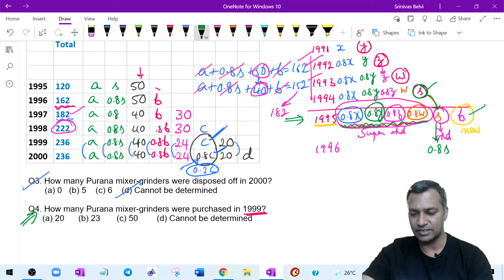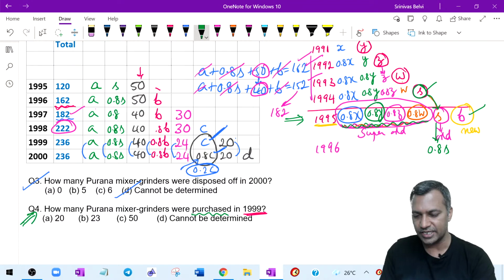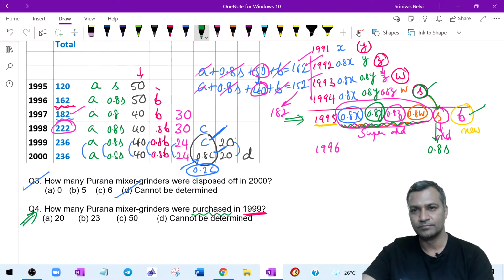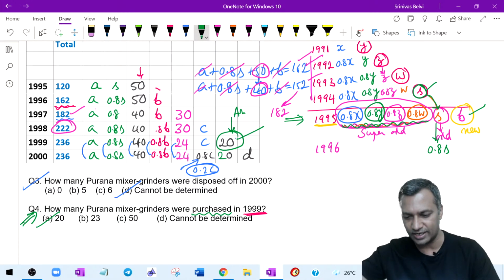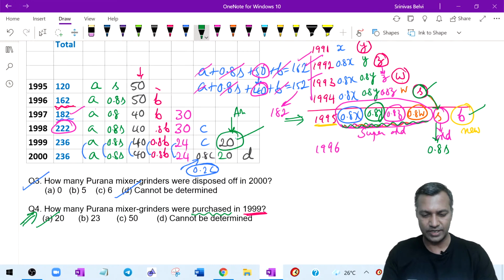How many Purana mixer grinders were purchased? Purchased, not discarded. Purchased in 1999. Very good. Answer is A, which is 20. 1999, straightforward. Here we go. This is the answer. 20. Always the last number is the new one, right? Last number is the new one. Purchased with 20. Very good.